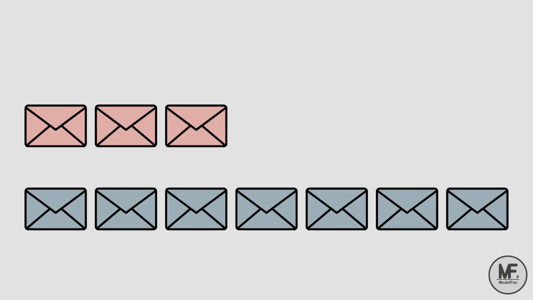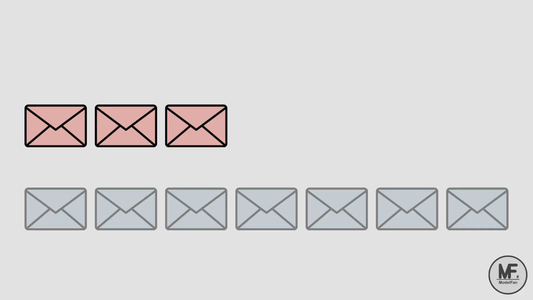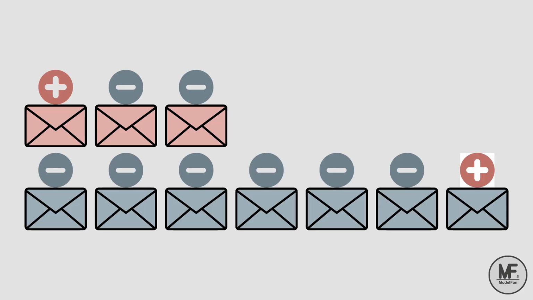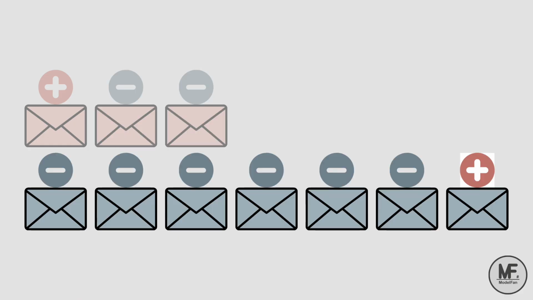Now say you have 10 emails. 3 of them are real spam, and 7 are normal emails. Our model tries to classify them. Sometimes it gets it right, sometimes it gets it wrong. For example, this spam email is correctly flagged as spam, but these 2 spam emails are mistakenly marked as normal. And among normal emails, there is one incorrectly marked as spam.